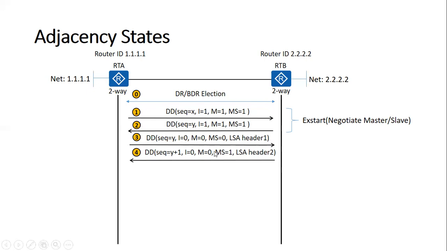If it doesn't have more, it will set this bit to 1. And then the MS bit is 1 because this is the master. The master slave bit is set to 1. And the description, the trailer I'm sending you about, is for network 2.